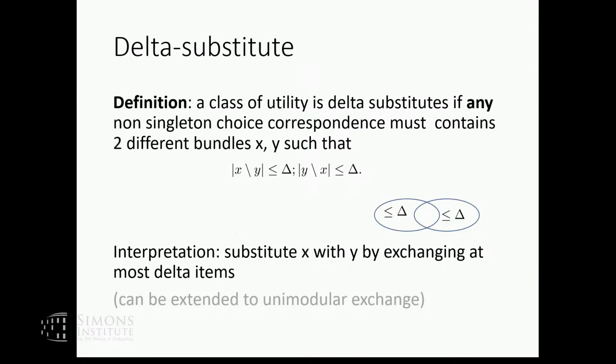So what is delta substitute? It's very simple. Delta substitute says that if I look at the choice correspondence of the agent, and it contains more than one bundle, then there are two bundles such that I can switch from one to the other by exchanging at most delta items. The things in X but not in Y are at most delta, and the things in Y but not in X are also at most delta. So I can substitute X by Y by exchanging at most delta items.